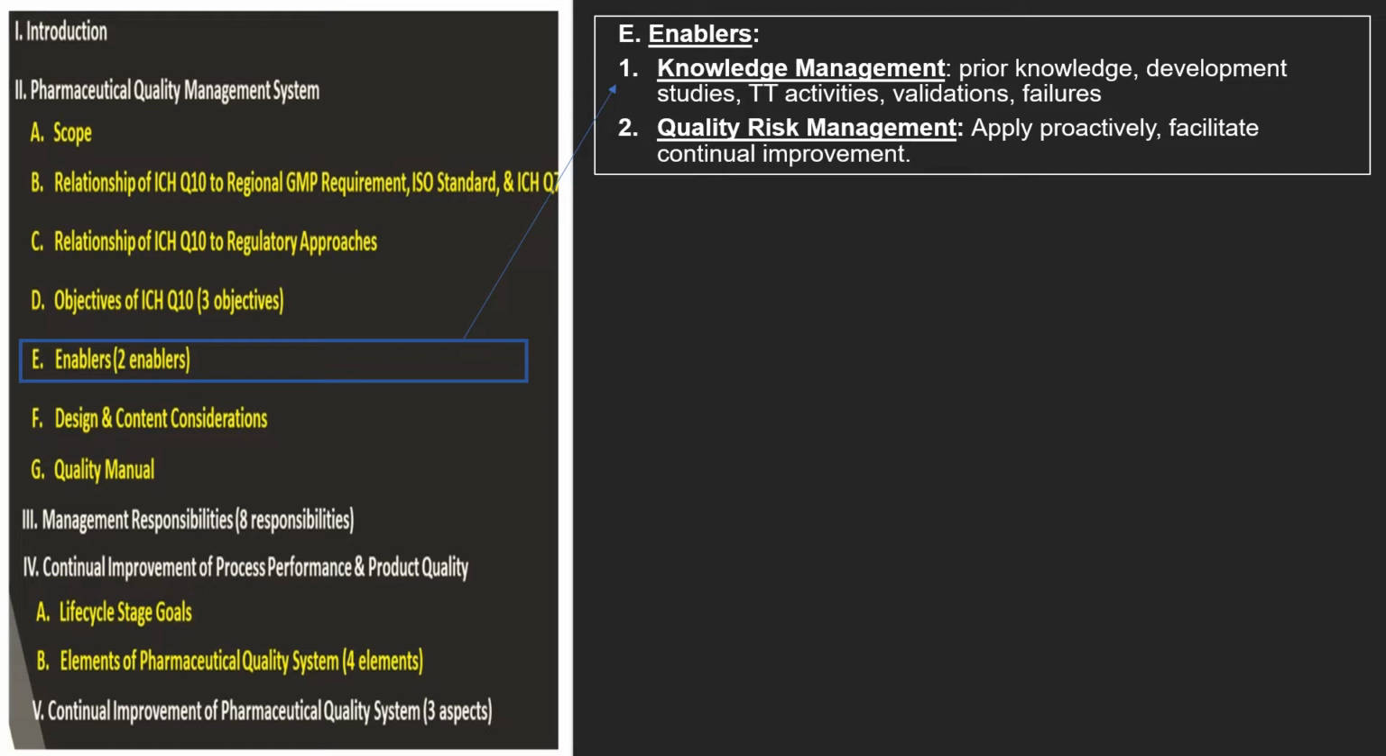While the quality risk management is applied proactively to facilitate continual improvement. Now, quality risk management is a very vast topic in itself. We'll definitely come up with important videos on understanding the concept of quality risk management, and we'll see practically how to execute the risk management.